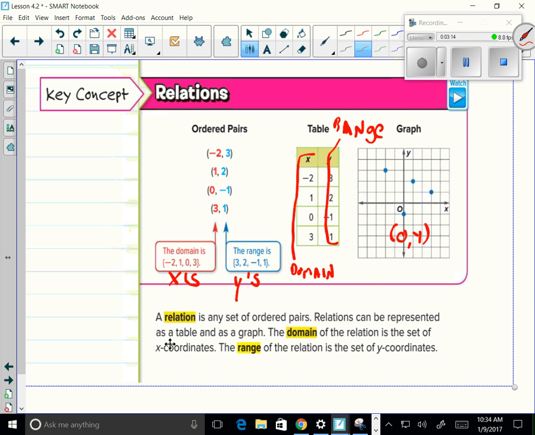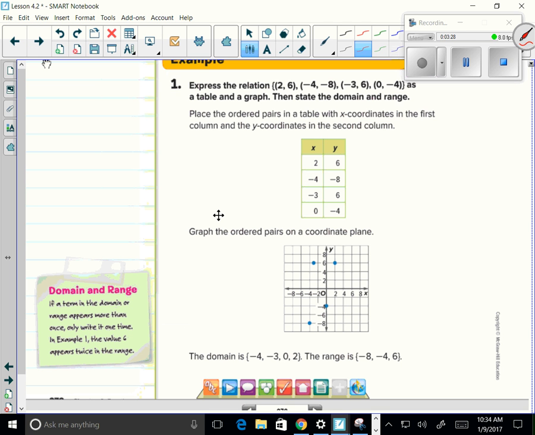So right here we have the definition. It says any relation can be represented as a table and as a graph. The domain of the relation is the set of x coordinates. The range of the relation is the set of y coordinates. So if we look at the bottom of page 278, it says to express the relation {(2, 6), (-4, 8), (-3, 6), (0, -4)} as a table and a graph, then state the domain and range.